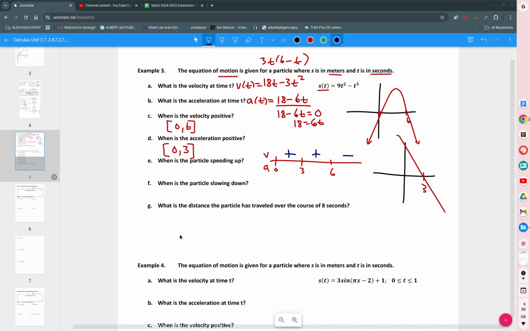Now we look at the acceleration. The acceleration starts positive, then it flips to negative, and it stays negative. So when the signs are the same, it's speeding up. So the particle is speeding up from 0 to 3.